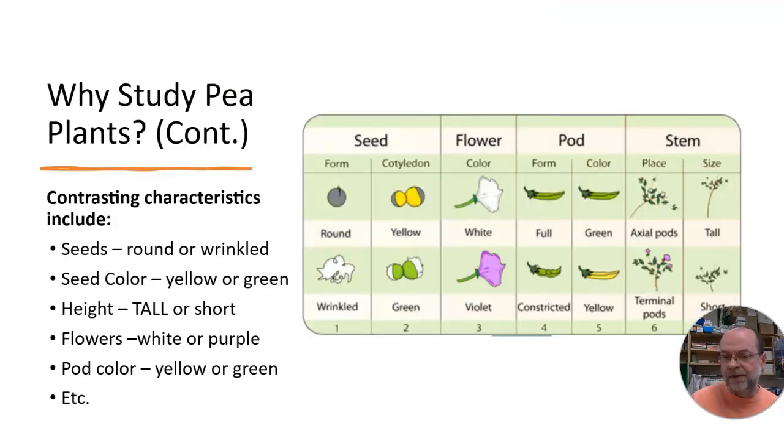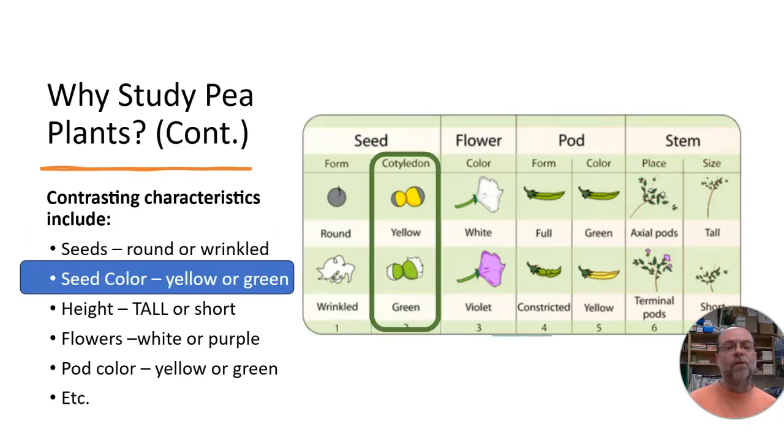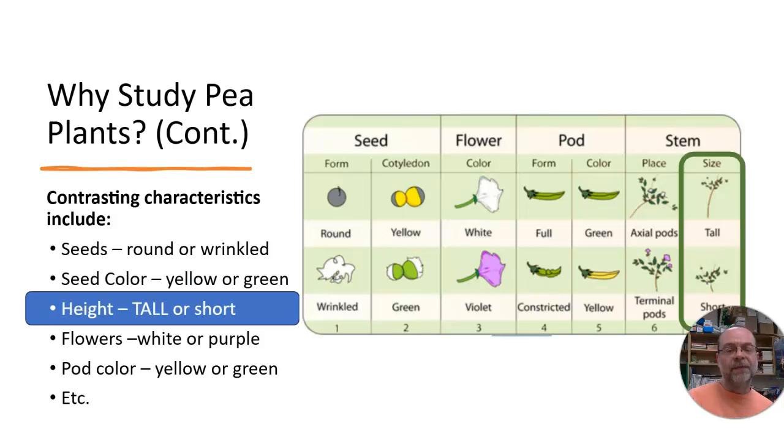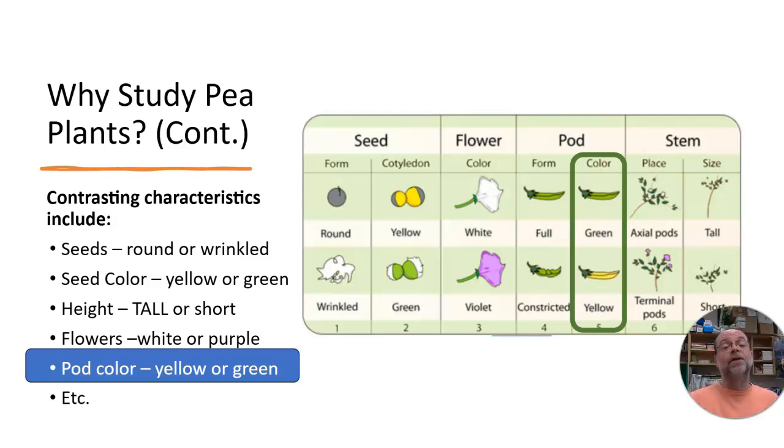Okay, so by contrasting characteristics, we mean seeds. Is the shape of the actual pea seed round or wrinkled? Is the color of the seed yellow or green? Are the stems of the actual pea plants, are they tall or short? Are the flowers white or violet, purple? And lastly, the color of the pea pods. Are they green or are they yellow?